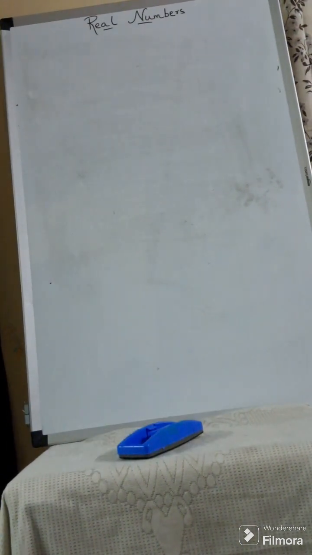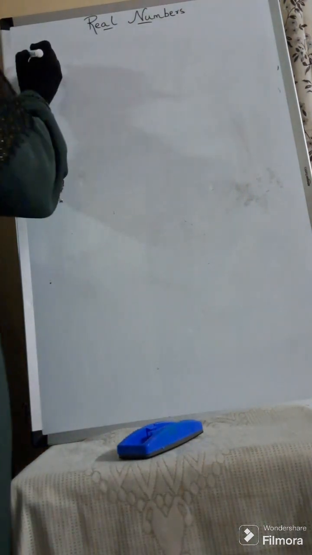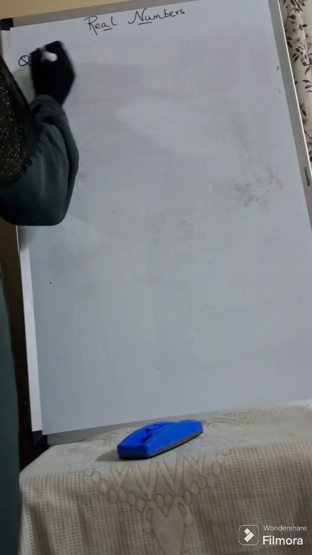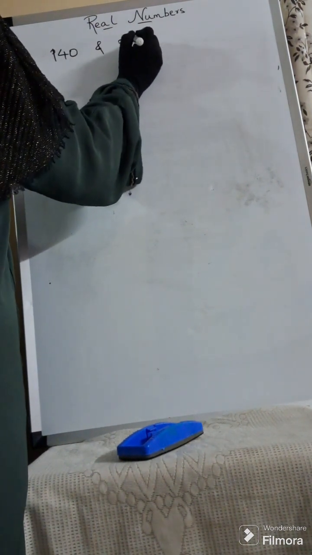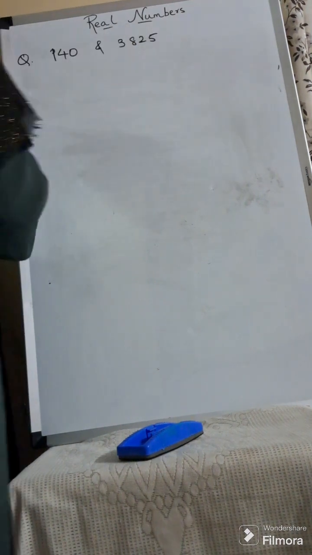Let us see one more last important question of real numbers. Express 140 and 3825 as a product of its prime factors.